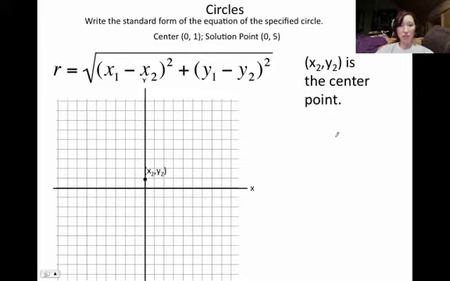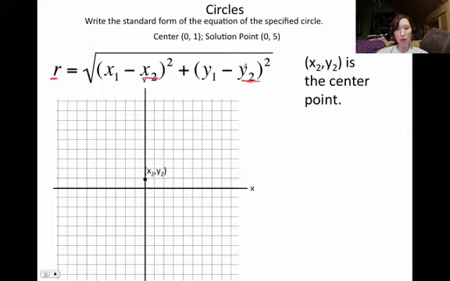Alright, so write the standard form of the equation of the specified circle, center being 0, 1, and a solution point being 0, 5. So we have to fill this in. Again, this has to be fixed, this has to be fixed, and this has to be fixed in order for us to have a true model that's an equation of a circle. So let's go ahead and fill in. We know that the center is at 0, 1.